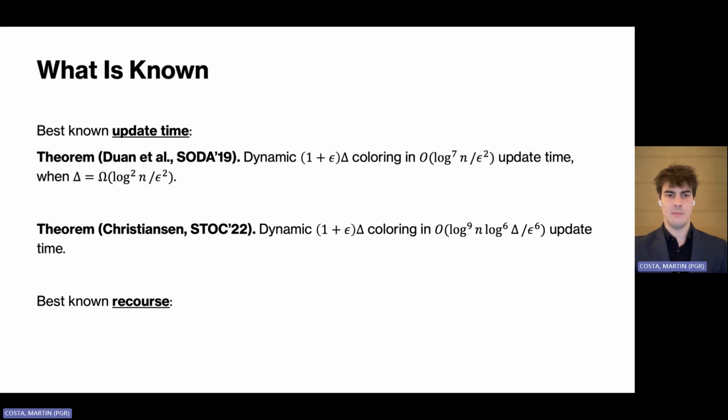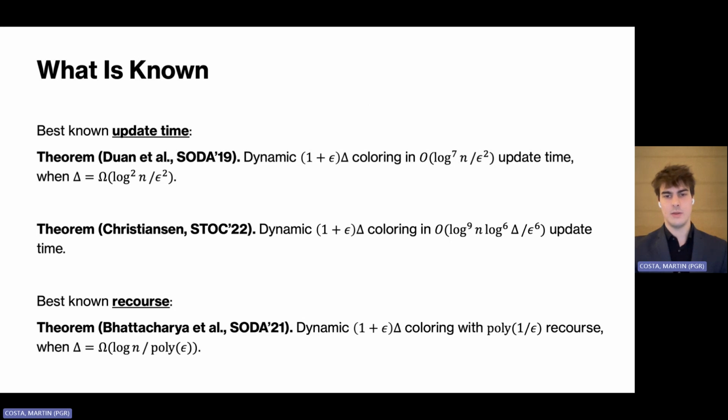And if we care about minimizing the recourse, so the number of changes that occur in the coloring after an update, there's a result by Bhattacharya et al., which shows how to get poly(1/epsilon) recourse, which doesn't have any dependence on n or delta. And once again, here we require delta to be some sufficiently large polylog as well. However, this algorithm of Bhattacharya et al. is not known to be implementable efficiently. So this is purely for the recourse, okay?